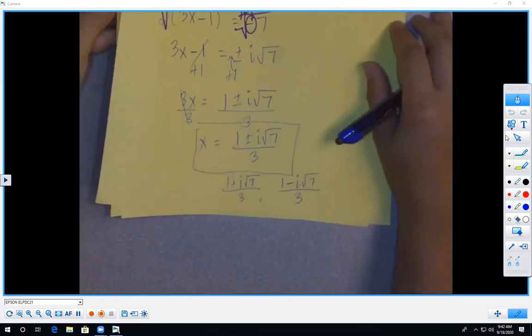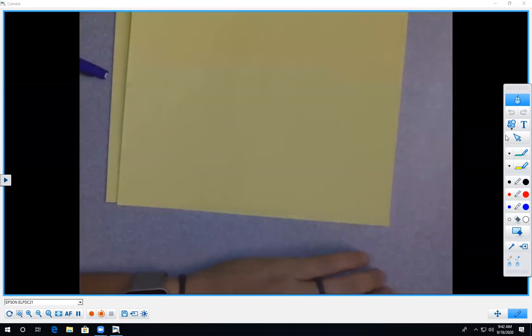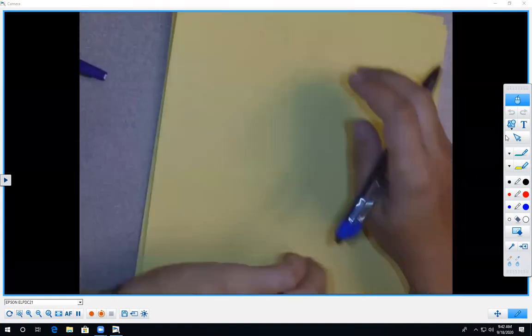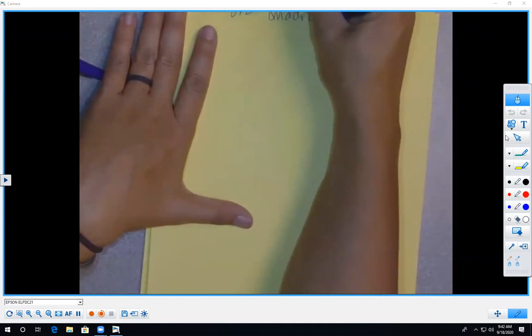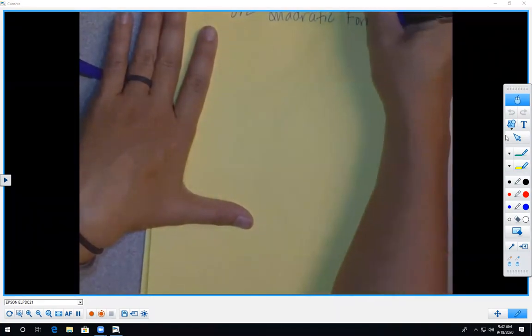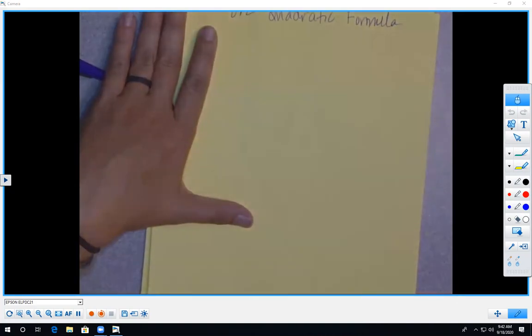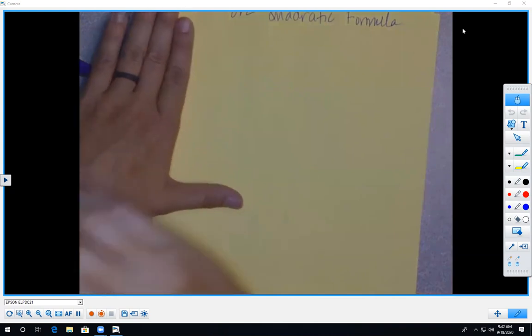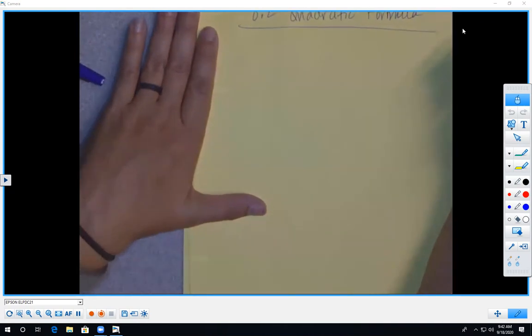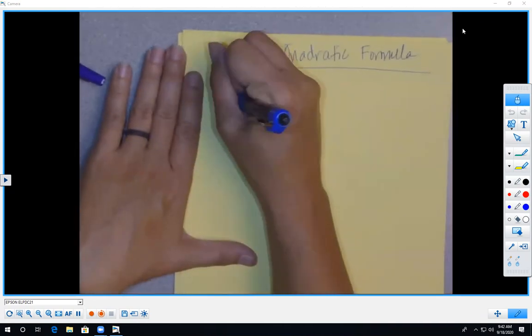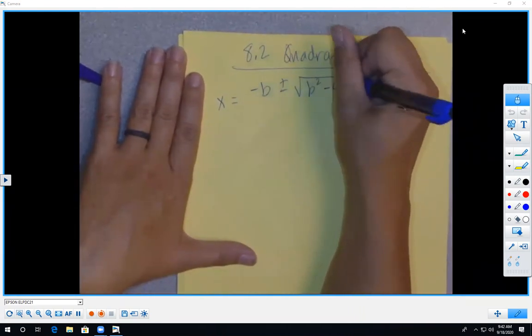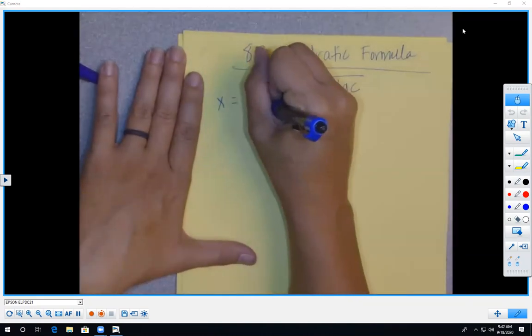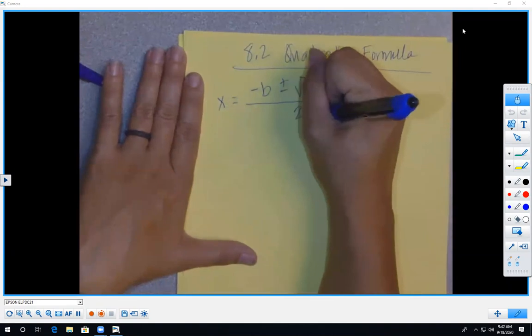Okay, so let's take about 5 more minutes and talk about the quadratic formula now. So this is section 8.2, which is the quadratic formula. And the quadratic formula is x equals negative b plus or minus the square root of b squared minus 4ac. All of it, even the negative b at the beginning, is divided by 2a.